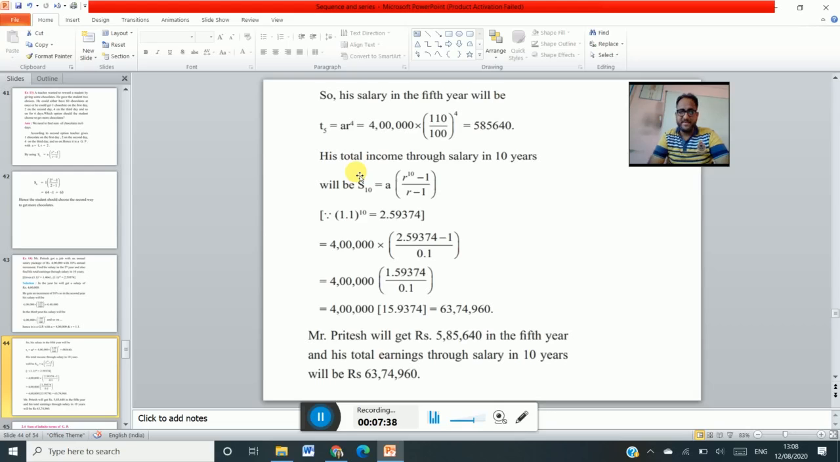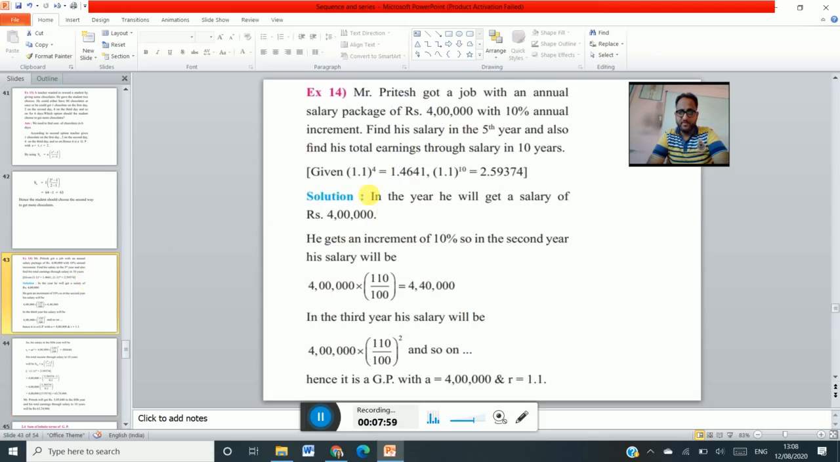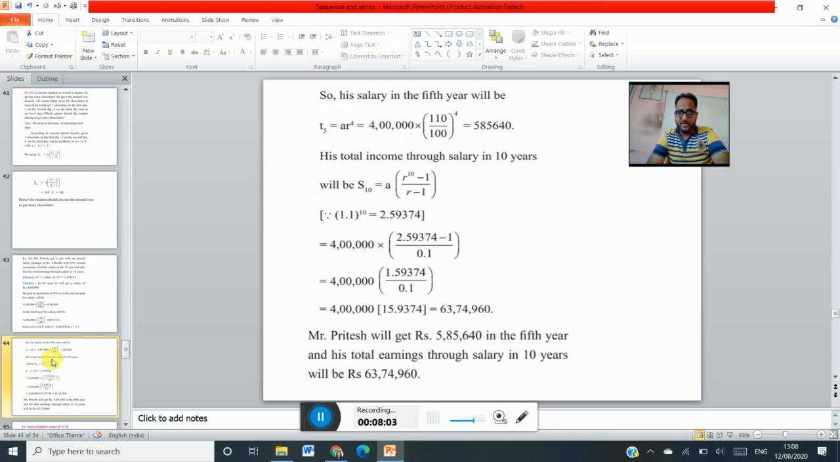Now the total income in the 10th year. So S10, the summation of the total income over 10 years, we have to find using the sum of n terms formula. S10 equals a into r to the power n minus 1 upon r minus 1. a is 4 lakh, and the value of 1.1 to the power 10 is also given. Then minus 1 upon r minus 1, which is 0.1. So 1.593474 divided by 0.1, removing the decimal point, becomes 15.93474. Multiplying by 4 lakh gives 63,74,960. He will get this much income, 63 lakh 74,960, as salary in 10 years.